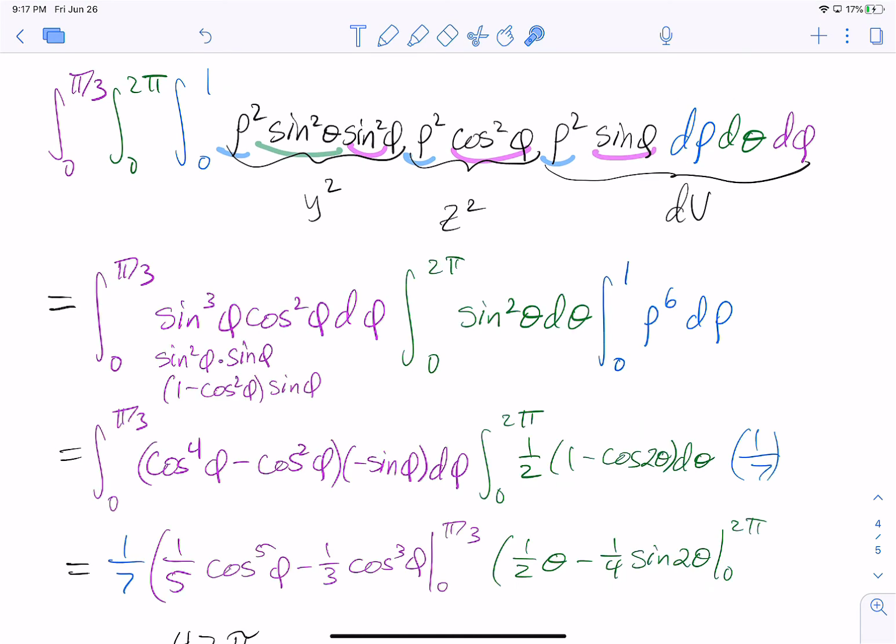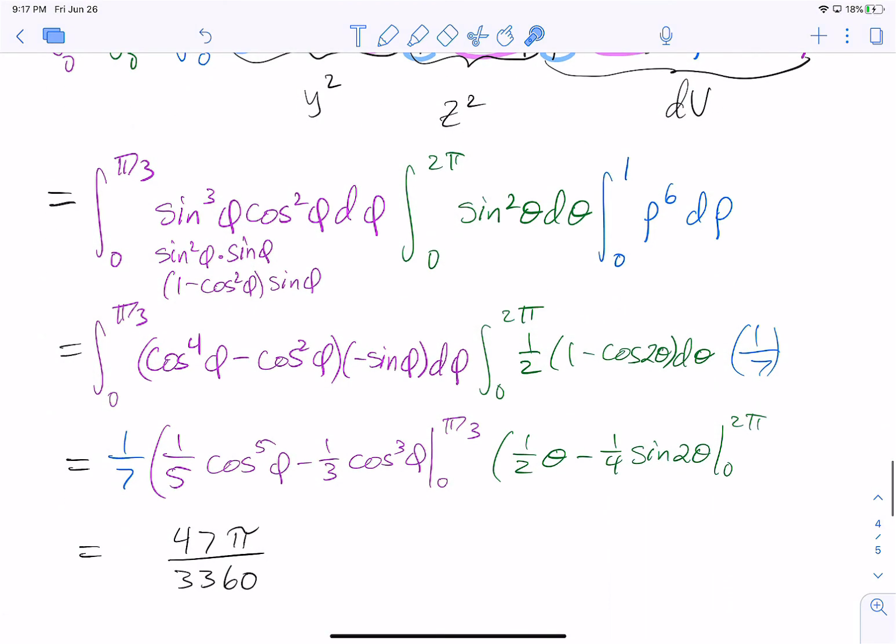And by underlining, I left out a sine of phi. I hope that didn't throw you off. I have the product of three integrals: from 0 to pi over 3 of sine cubed of phi cosine squared of phi d phi, times the integral from 0 to 2 pi of sine squared of theta d theta, times the integral from 0 to 1 of rho to the 6th d rho. That, folks, turns out to be 1/7.